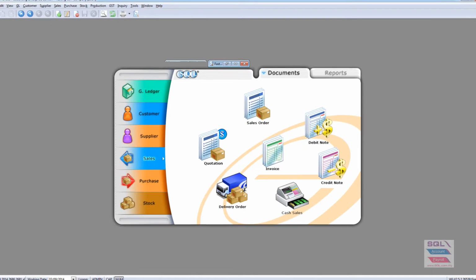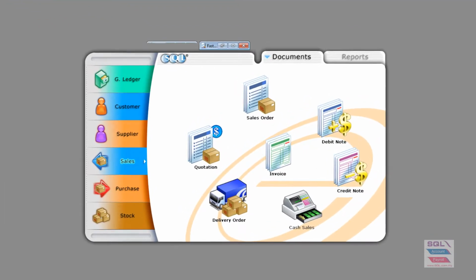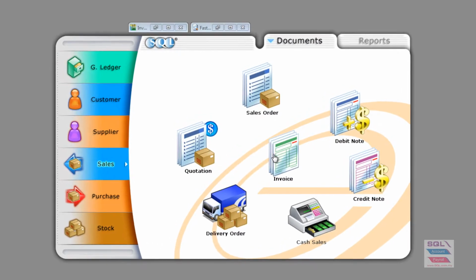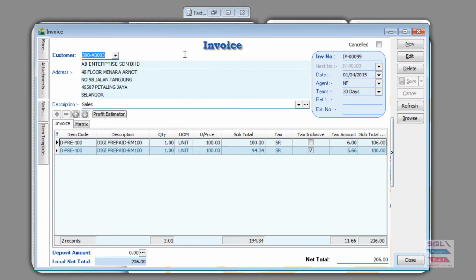Now I'd like to talk about the topic of tax inclusive. Go to sales invoice. If you look at this invoice, you will see that there are two items of the same code, same quantity, same unit price, but they will end up with a different sales subtotal. The reason is item number 1 uses the regular tax calculation of 100 ringgit multiplied by 6%. You get a 6 ringgit tax, and therefore added together it is 106.